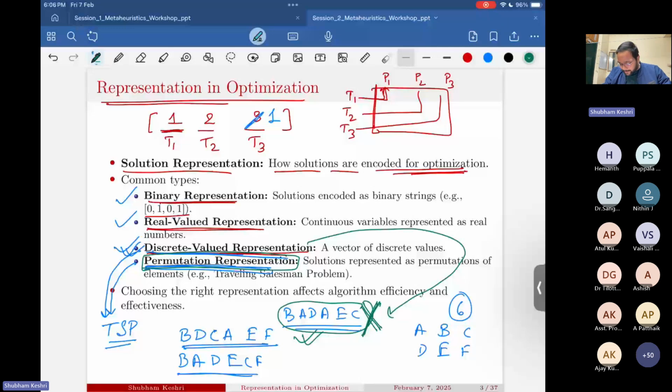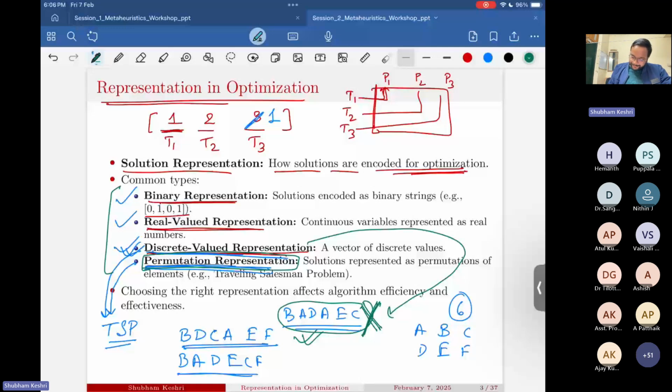So while designing a problem, you have to decide what kind of representation you use. And this is in no way an exhaustive list. There are many other representation techniques you can use. It is up to you. It is just a design choice. You can take any kind of representation, and there are many, many more.